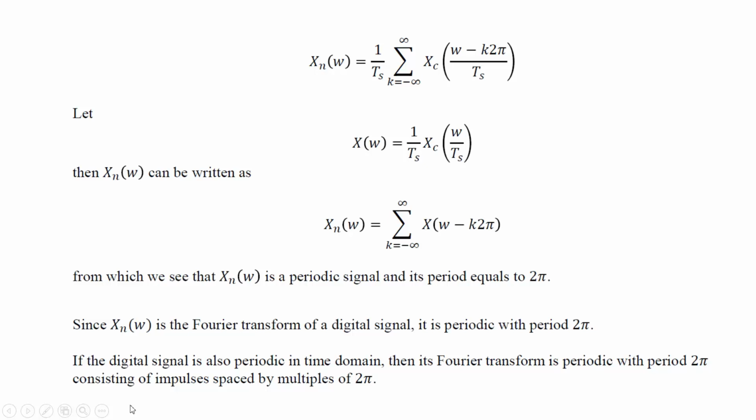All right. Now, if the digital signal is also periodic in time domain, then its Fourier transform is periodic with 2 pi, consisting of pulses spaced by multiples of 2 pi over T. Same thing as I have already expressed.